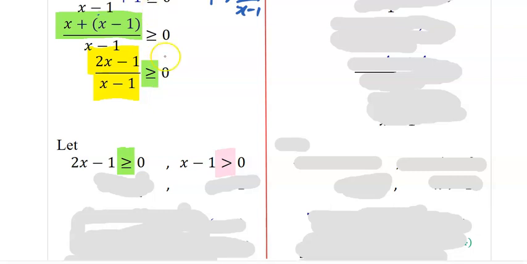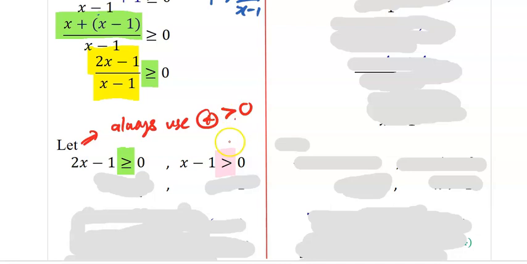And for your information, this assumption here, we always use positive assumption, which is greater than 0. With or without equal depends on the sign here. But no matter what, we always do positive assumption. We always let greater than 0. Go on. So each of these inequalities will turn out to become x greater equals to 1 over 2.